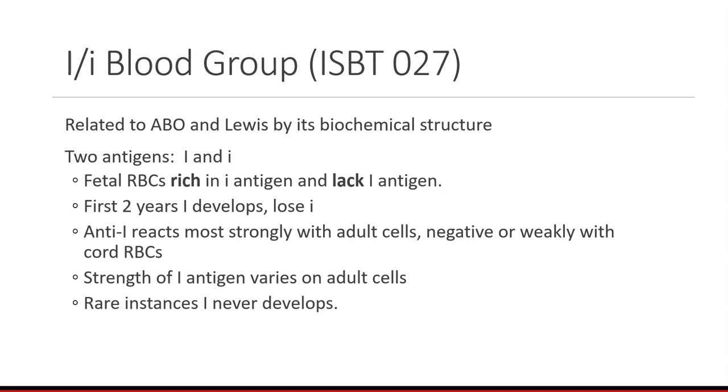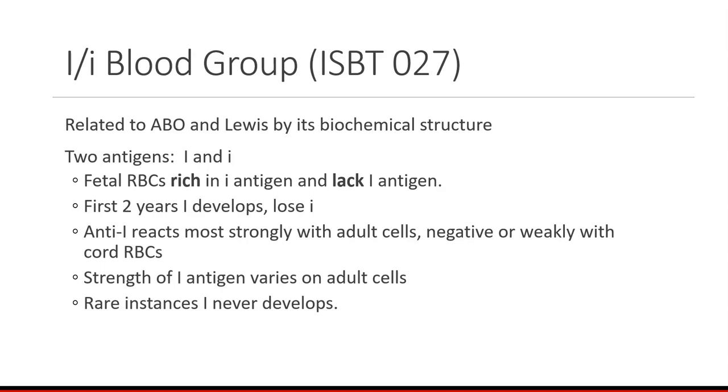And anti-big I will react negative or weakly with cord red cells because, as I said, the antigen develops on the red cell as the person ages. We're born little i positive, and then in the first 2 years we transition to the adult phenotype of big I. The strength of the I antigen varies on adult cells, and in rare instances the I antigen never develops. Again, this is that rare little i adult person.